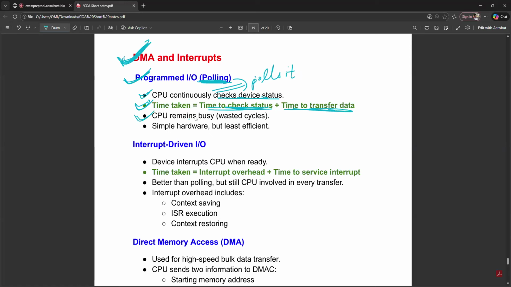So the CPU remains busy here because you are wasting cycles continuously polling. Here it is simple hardware, but it is least efficient because you are wasting CPU cycles. Got it?